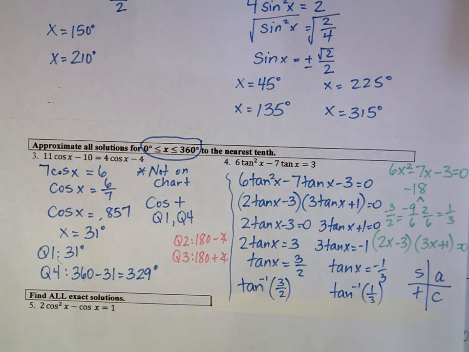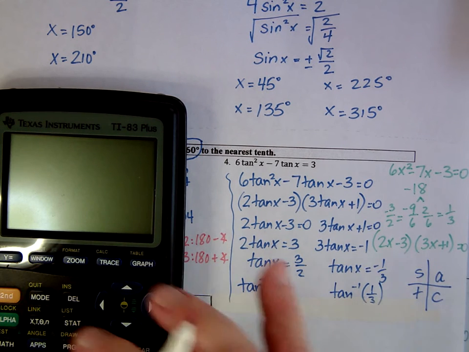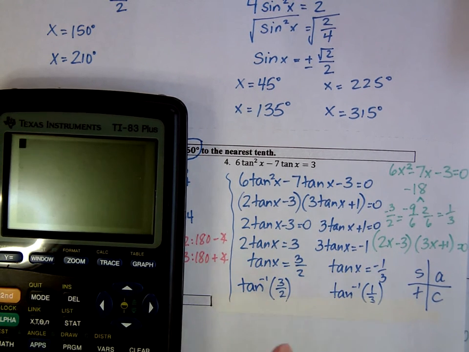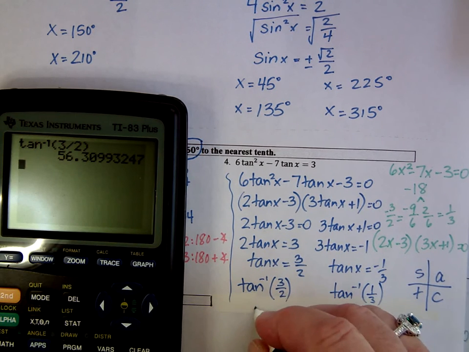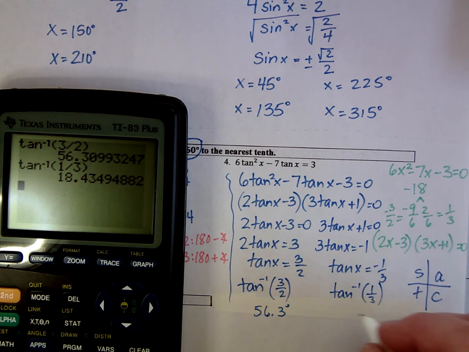All right, back to my calculator. I make sure that I'm in degree mode. And I'm doing second tan of 3, it helps if you turn it on, right? Second tan of 3 divided by 2. It tells me it's 56.3. So this guy equals a 56.3 reference angle. This guy, 1/3 second tan. Again, it's just the positive. I get 18.4.